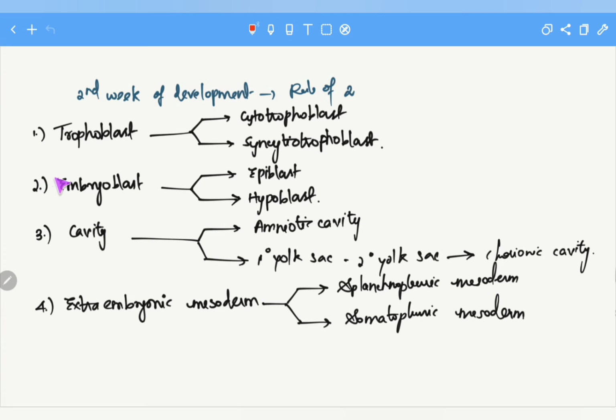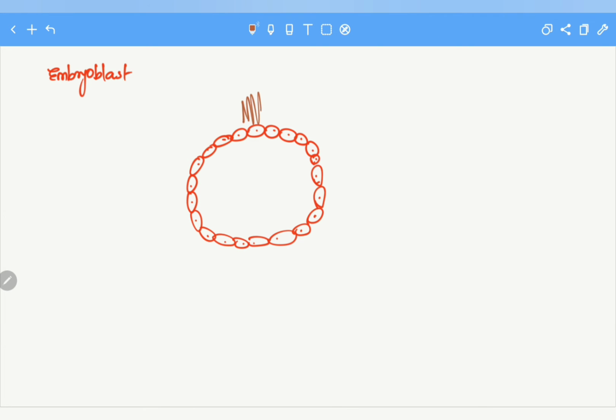Let us now concentrate on the embryoblast. What is the development that occurs in the embryoblast during these days, right? So now let us concentrate on what happens to the embryoblastic cells. Embryoblast. Of course, consider this as the cytotrophoblast. And this is the syncytial trophoblast. Of course, there are some lacunae.